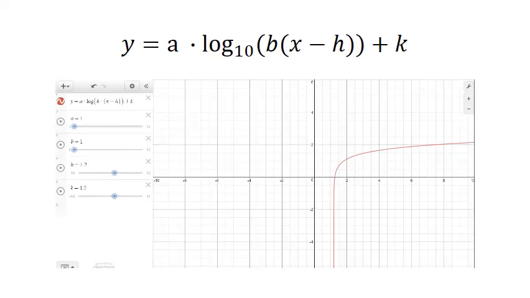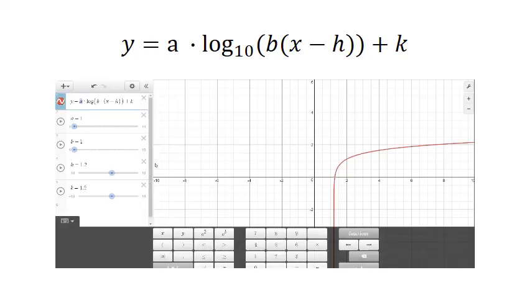Let's look at how we can discover the transformations on a logarithmic function. Let's first talk about this a value. If you notice, this a value is not being directly multiplied with the x. In fact, we're taking the log function first, and then we're multiplying it by a. So this has to be something that's going to change the y values since x is not being directly affected. So this a, however we describe it, is a vertical change since it's affecting the y values.